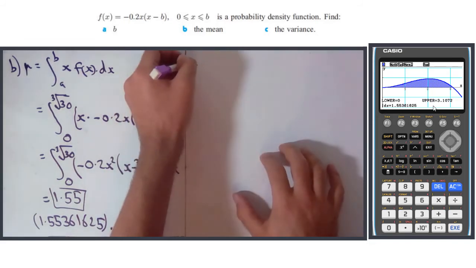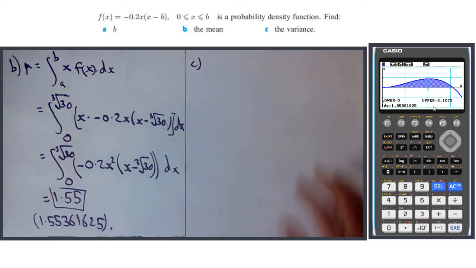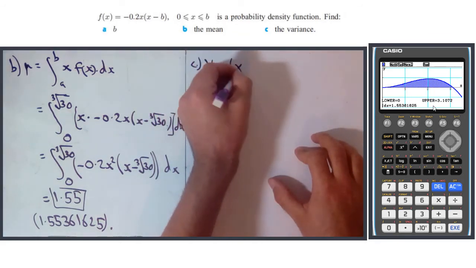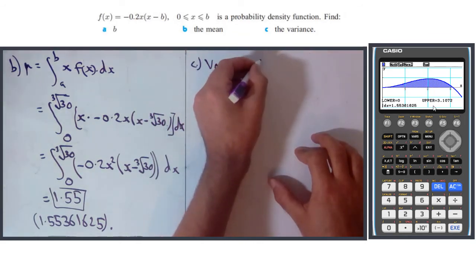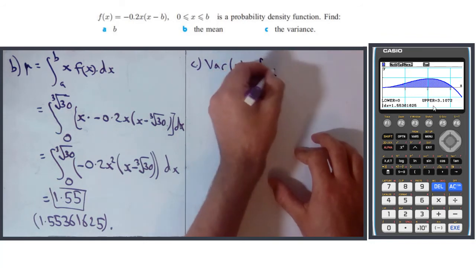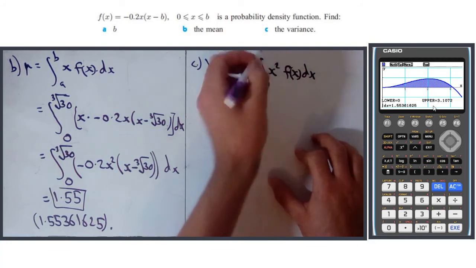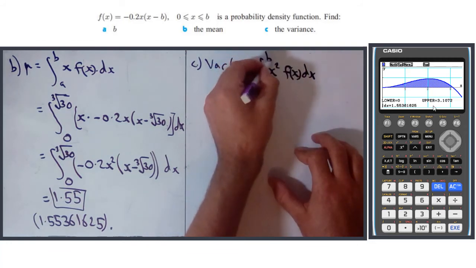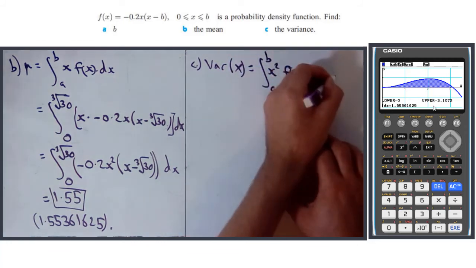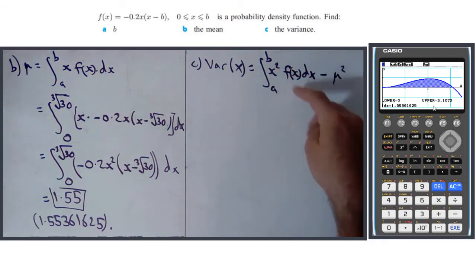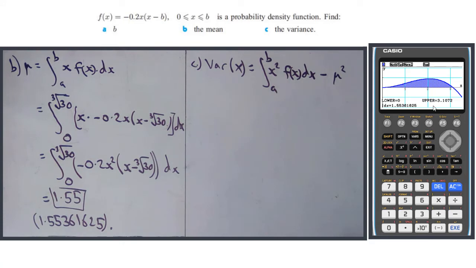Right, part C, we need to find the variance. So the variance of x is the expected value of x squared times f of x dx between b and a, minus the mean squared. So it's the mean of the squares, the expected value of the squares, minus the square of the mean.